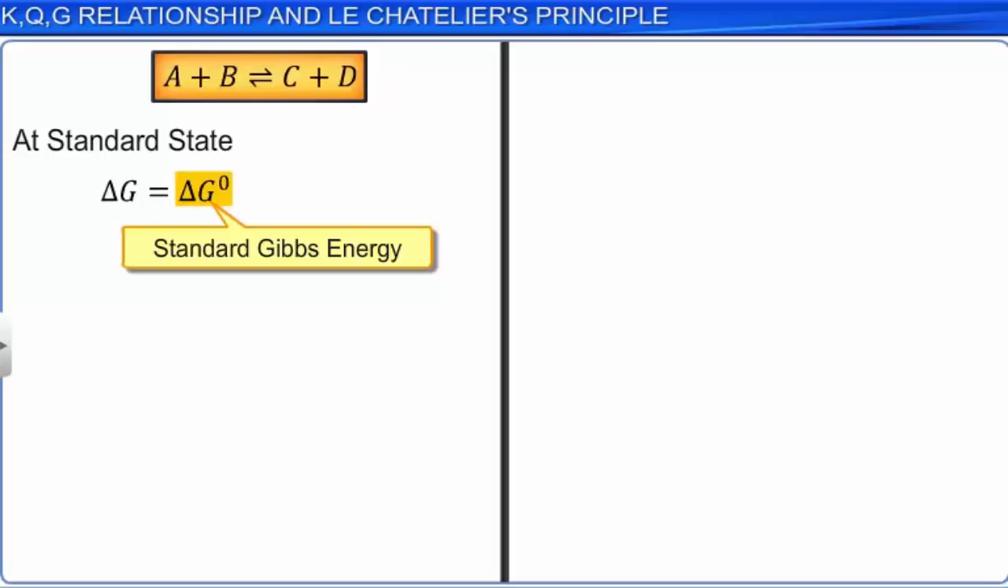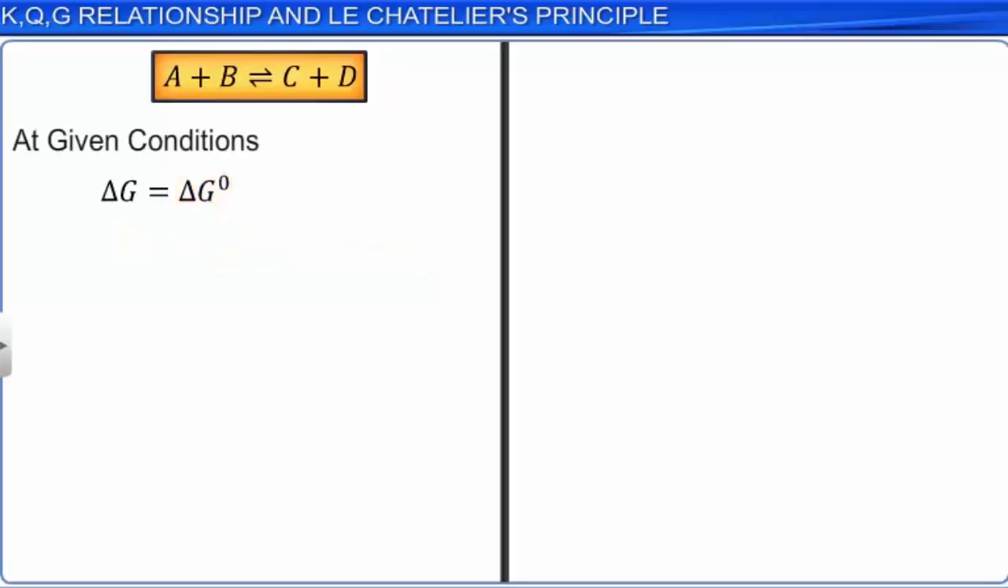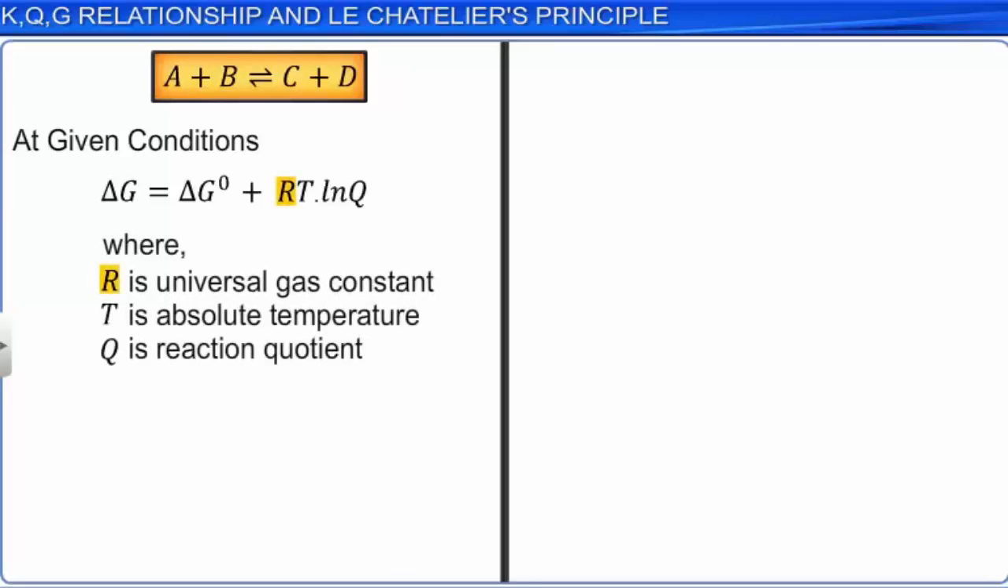The relationship between Gibbs energy change, delta G, and standard Gibbs energy change, delta G naught, is given as delta G is equal to delta G naught plus RT ln Q, where R is the universal gas constant, T is absolute temperature, and Q is reaction quotient.